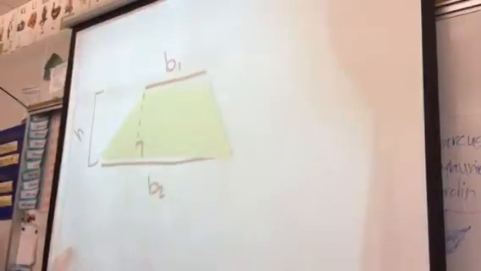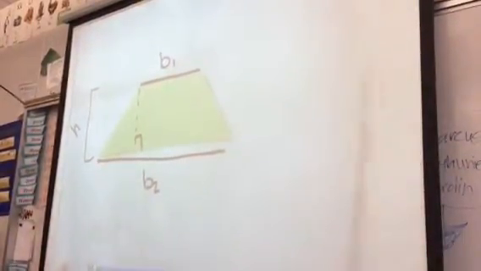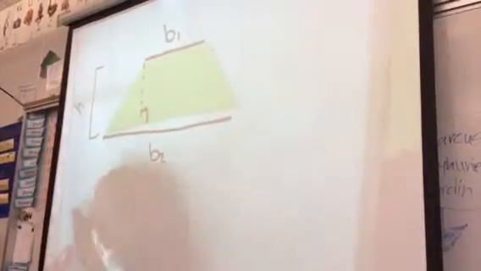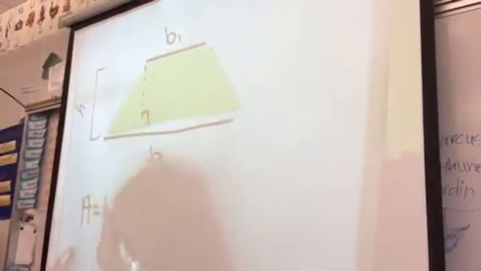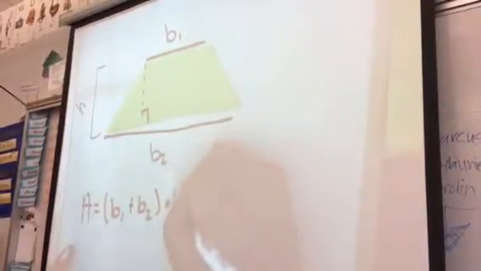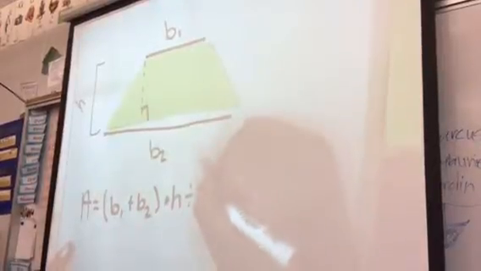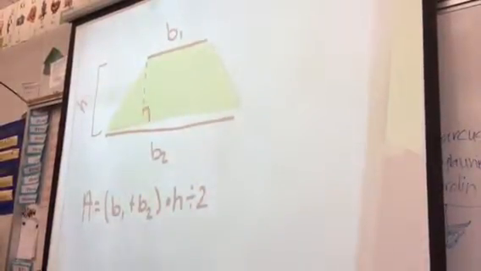So H for height. We're going to call the top one base 1, the bottom one is going to be base 2. And so your formula, let me zoom out a little bit. So your formula is going to be area equals base 1 plus base 2 times the height divided by 2. Okay? And so let me tell you why this is going to be our formula.